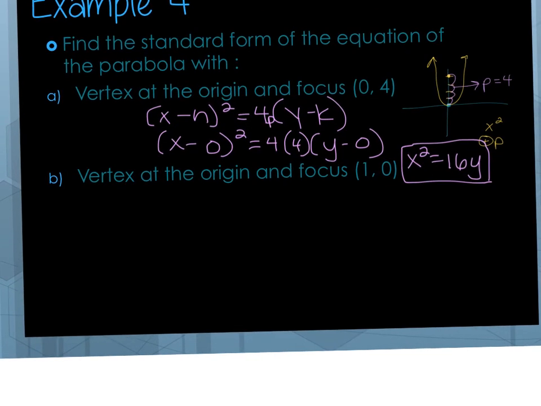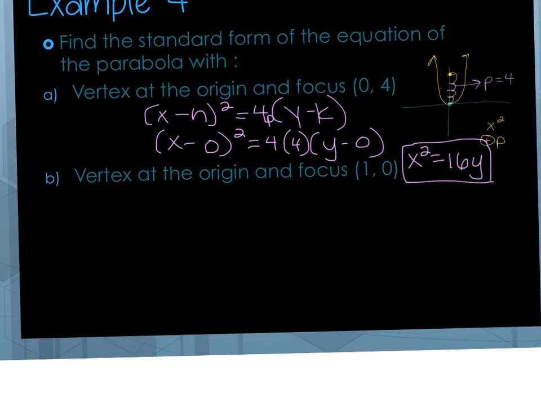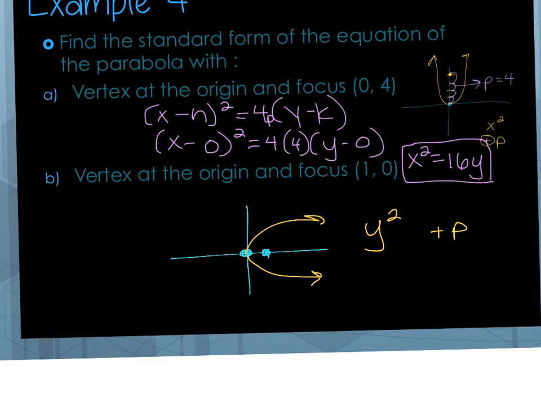Okay, so then the next one says vertex at the origin and focus at (1, 0). So this time, vertex still at the origin, but my focus is at (1, 0). So which way is this facing? To the right, which means which variable is squared? Y is squared, and is p positive or negative? Positive p, and the p value is 1. So I'd get y squared equals 4 times 1, which is 4 times x. Again, only because there's a vertex at the origin. Questions so far?